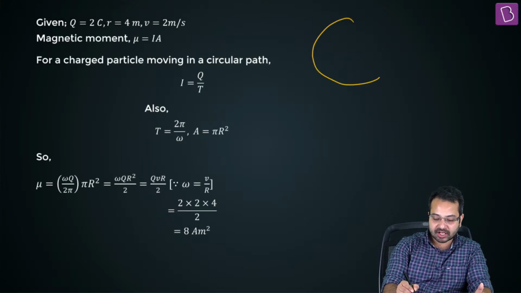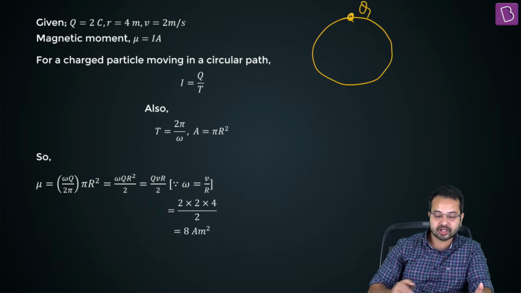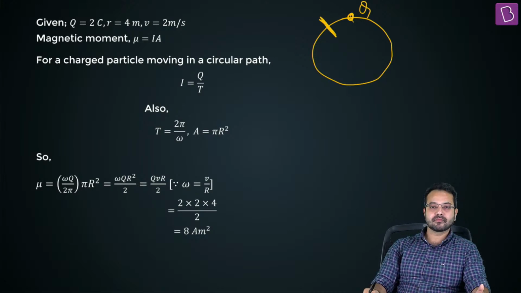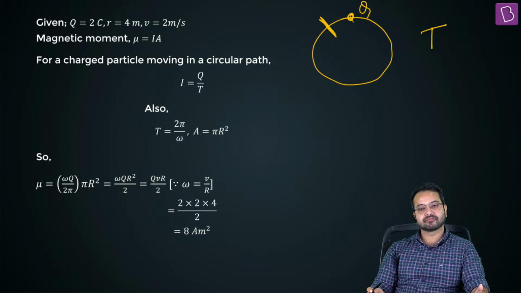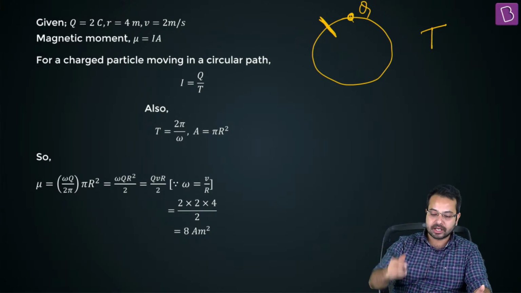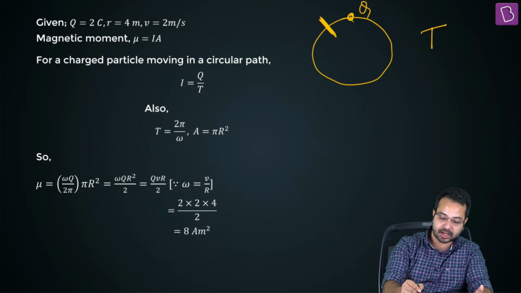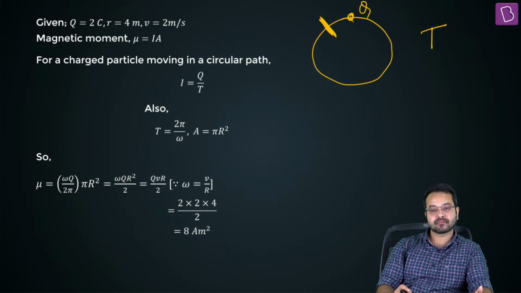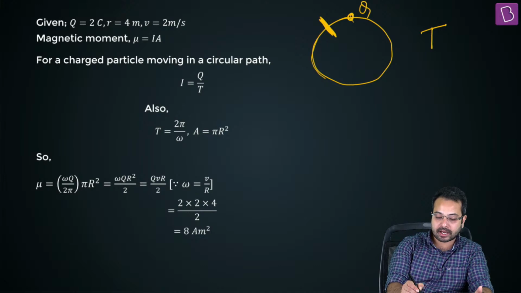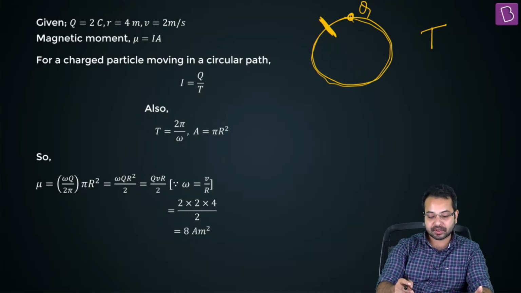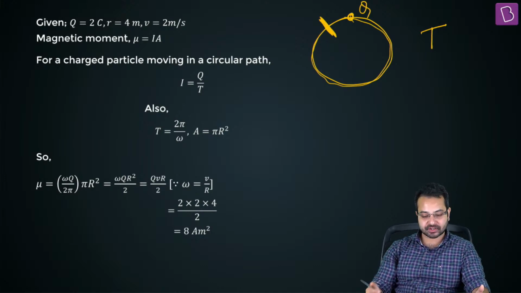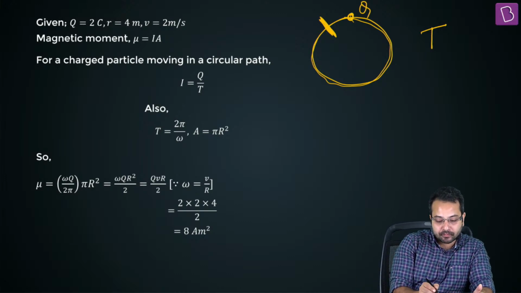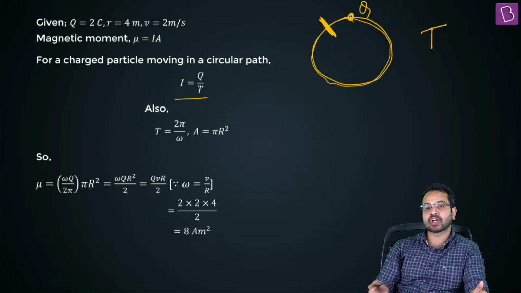Now let's say we have a charged particle of charge Q. It is moving in a circle. So if you take any part, then in one time period, that is when it is completing one cycle, how much charge is passing through this section? This charge Q would be passing through this section. In one time period, it will go and come back over here. So in one time period, how much charge is passing through any cross section? It is going to be Q.